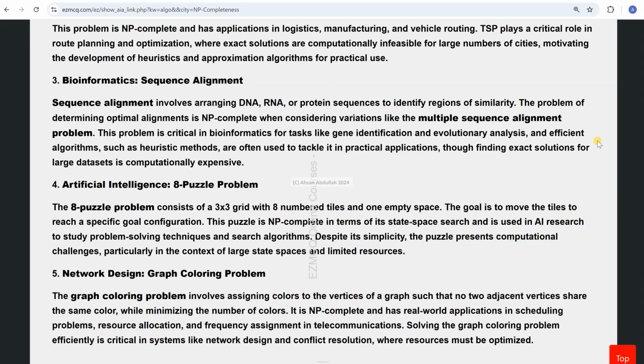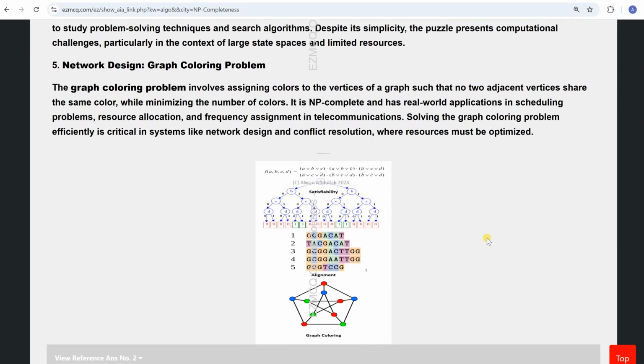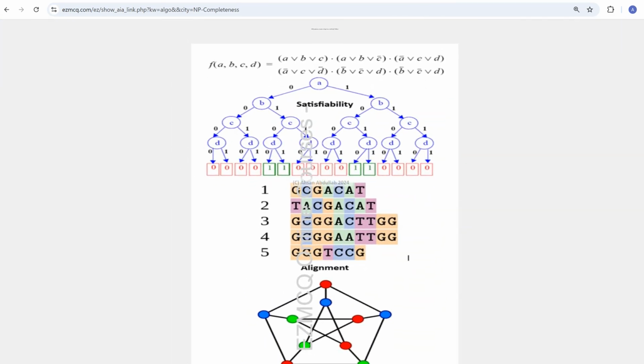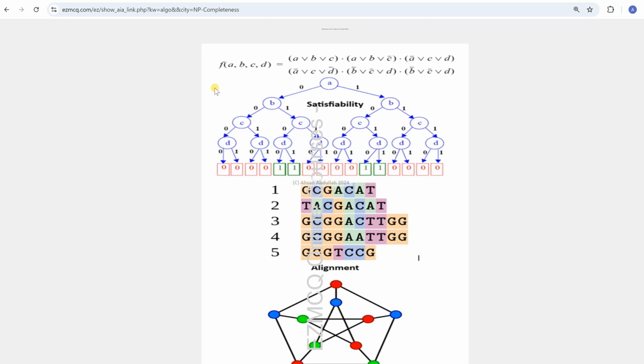Okay, so let me zoom this. What you see at the top is the satisfiability problem. The satisfiability problem is that, given this expression, what should be the value of these literals such that the result is a 1?